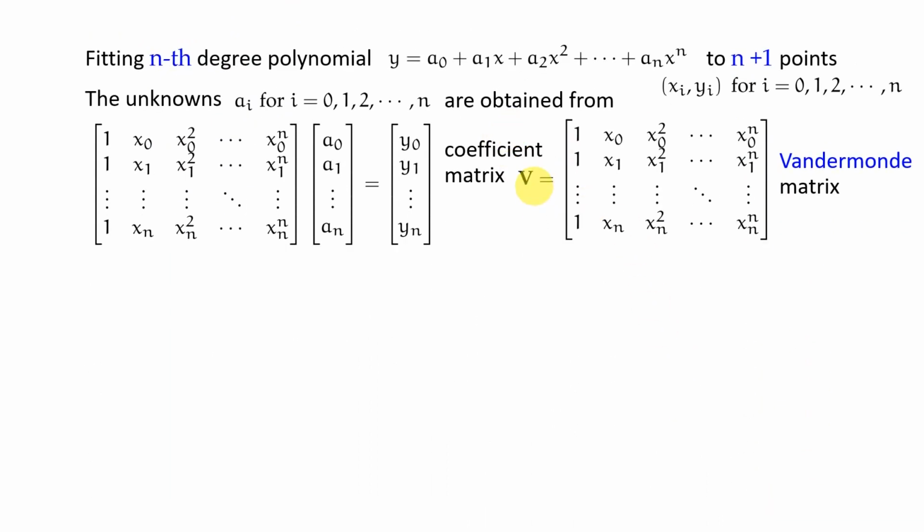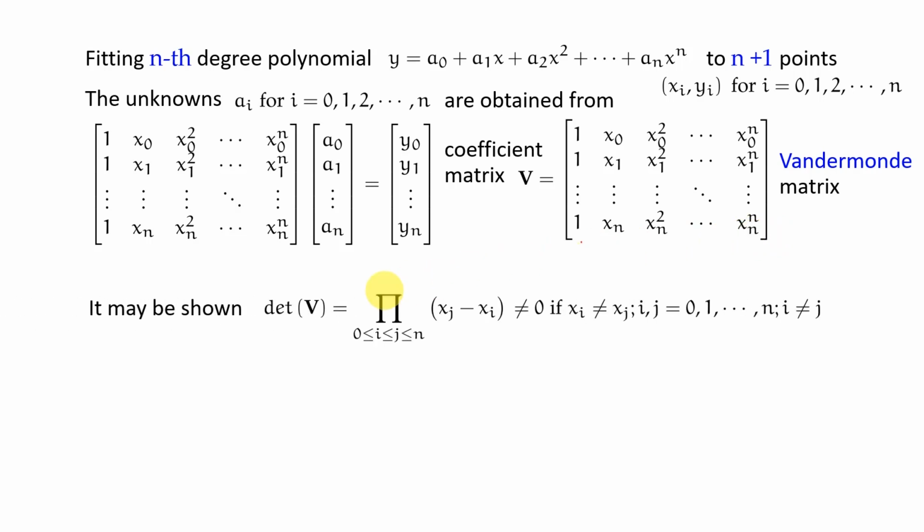This coefficient matrix here has a particular structure. This is a famous matrix known as the Vandermonde matrix. In the Vandermonde matrix, we have this structure of 1, x0, x0 square up to x0^n, and the last row is 1, xn, xn square up to xn to the power n. When you have this sort of structure in a matrix, with a little bit of effort, you should be able to find the determinant of this matrix.